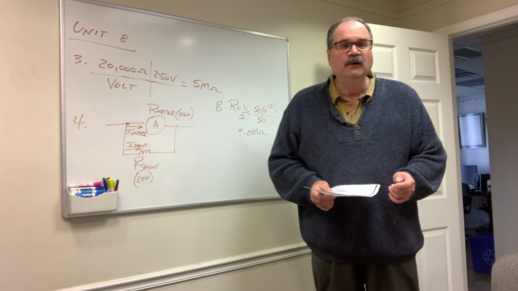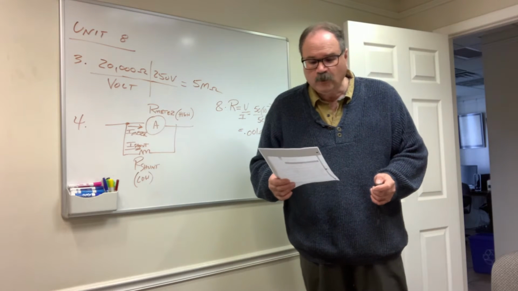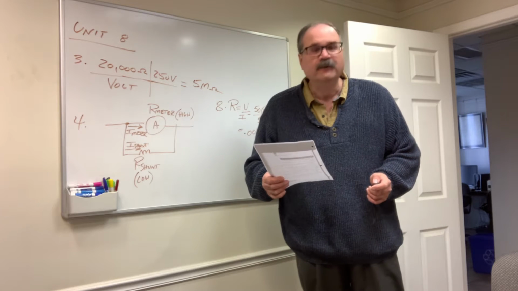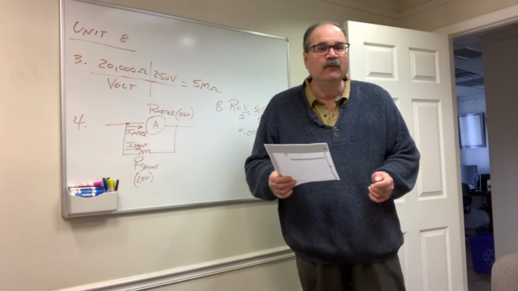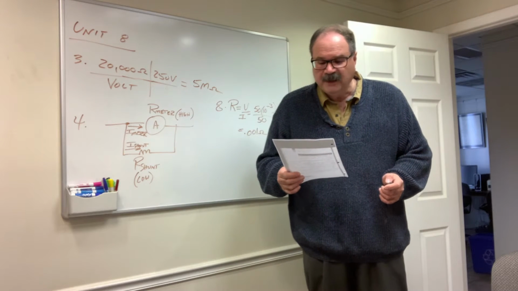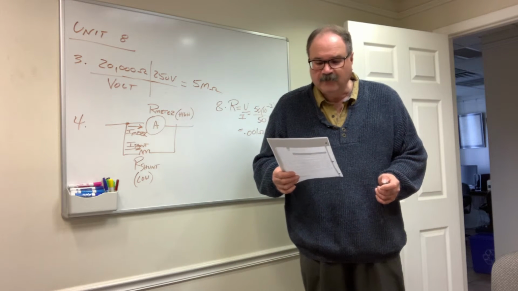I'd like to go over your Unit 8 homework solutions. Question 1, to what is the turning force of a D'Arsonval meter movement proportional? That would be current through the moving coil. Question 2, what type of voltage must be connected to a D'Arsonval meter movement?